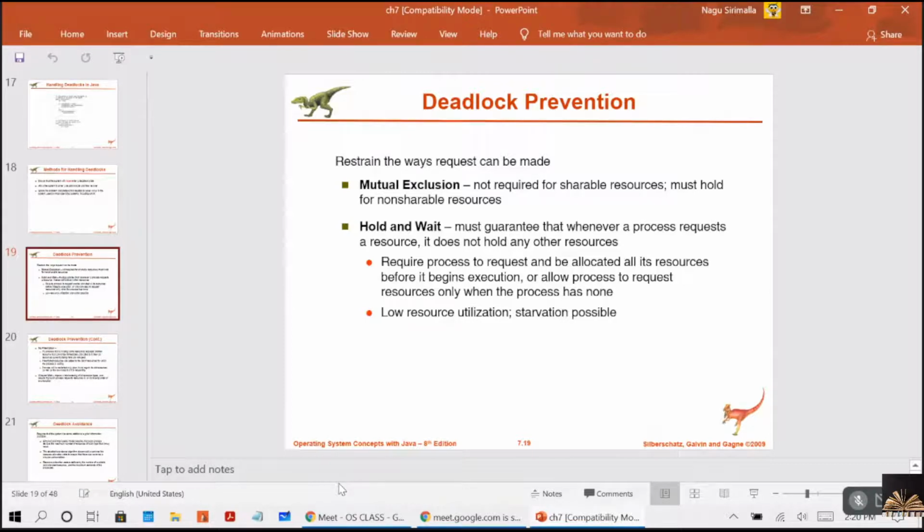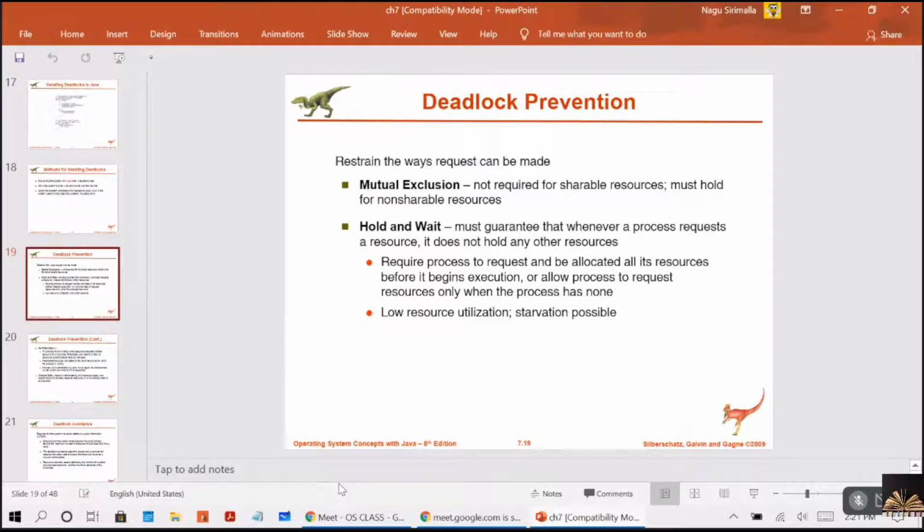So in the first protocol, we make sure the process gets all its resources before its execution. It holds all the resources during the entire execution time, and once the process is completed, it releases all its resources. But what is the drawback with this protocol? Low resource utilization and possible starvation.